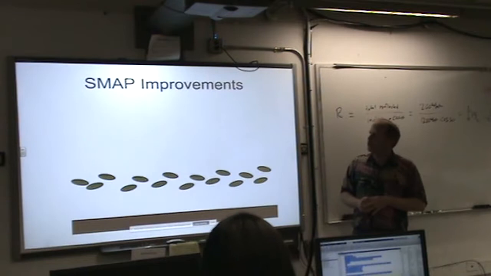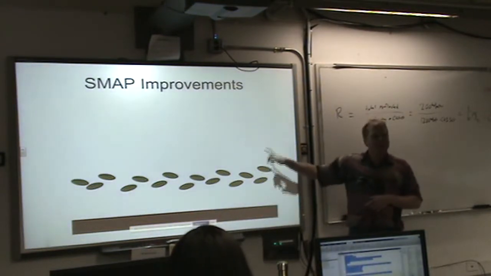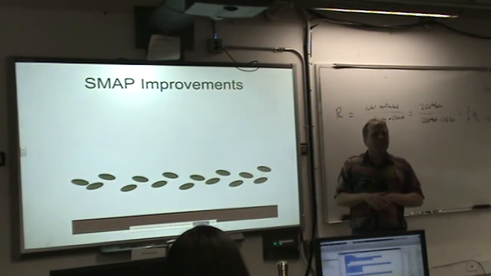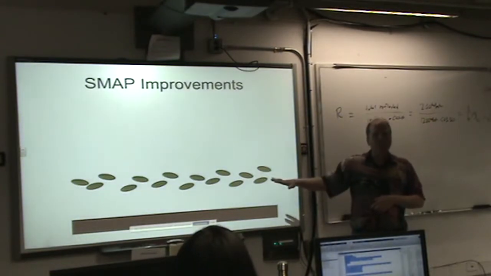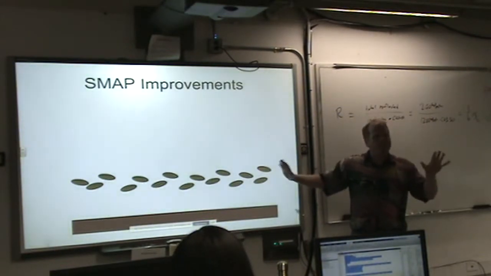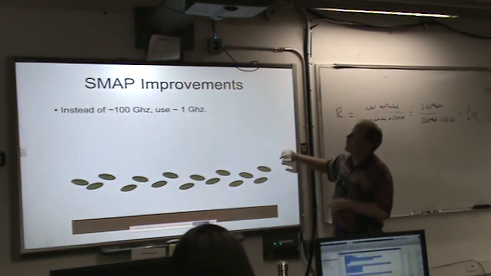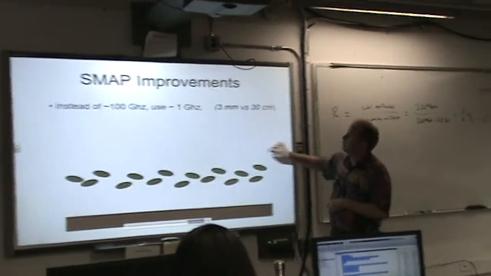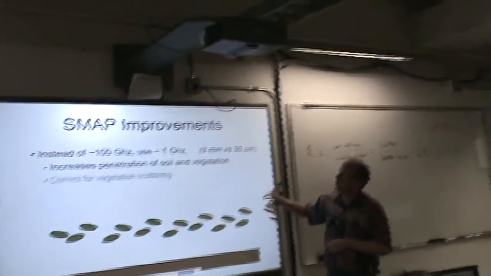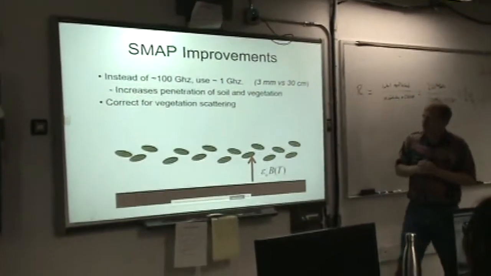So they even go further than that. Not only are they going to decrease the amount of scattering from vegetation, they're going to try to correct for the remaining amount of scattering from vegetation. So before SMAP, vegetation kind of messed up the water measurements. So we're going to use 1 gigahertz instead of about 100 gigahertz. So we're going to do about 30 centimeters there. We're increasing penetration, we're going to try to correct for it. Let's talk about the correction.